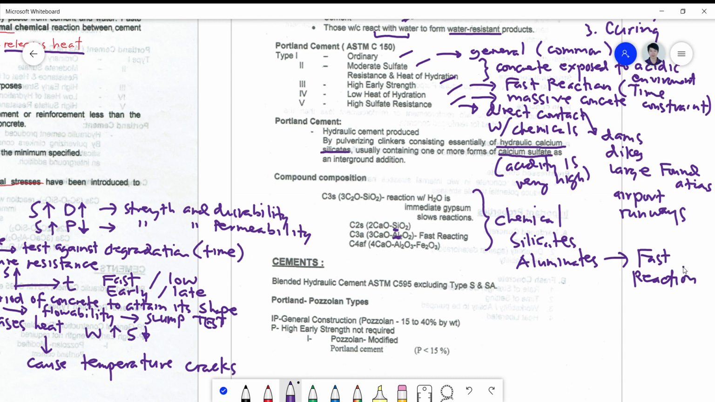Okay, so I will end my first lecture at this point. This is the first part of concrete properties. We'll be continuing on cements and other blended types in the second part.